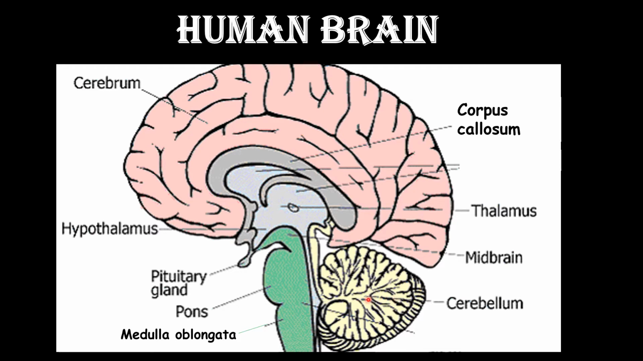Here you can label cerebellum, the tube-like structure, that is midbrain. Thalamus, this portion is thalamus. Then corpus callosum, this is corpus callosum. These are the important labelings coming in human brain.